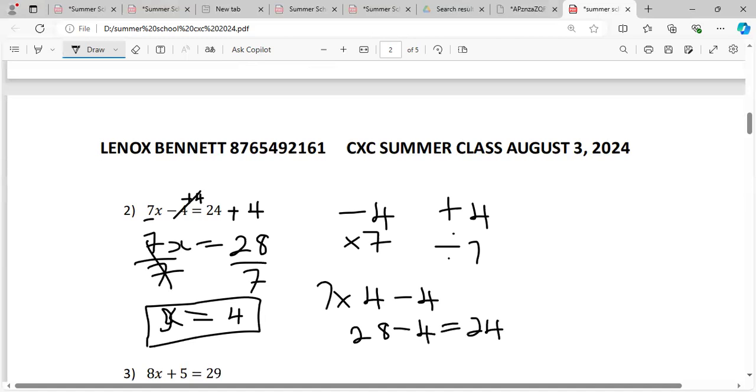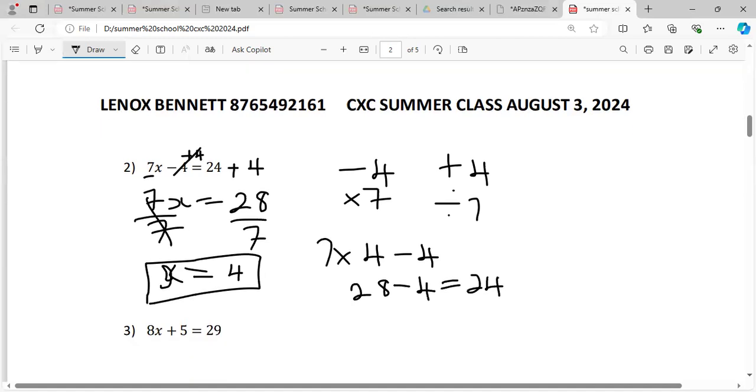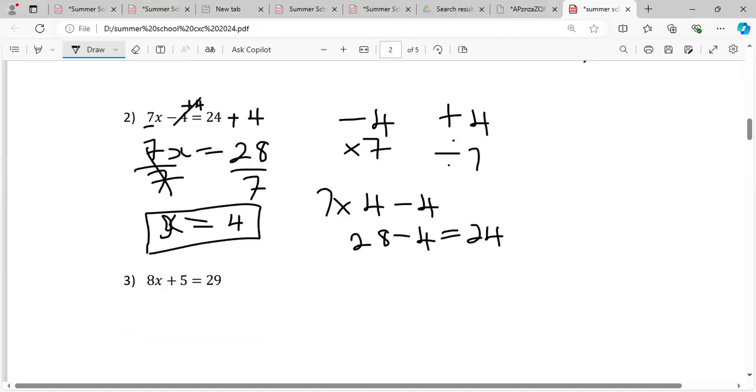These cannot get much harder, guys. Next one. 8x plus 5 equals 29. What's the value of x?